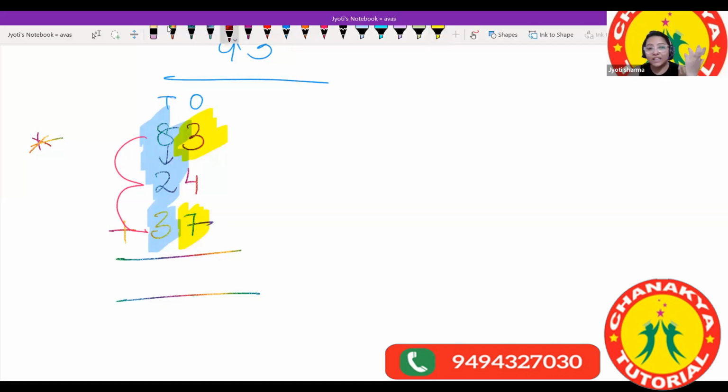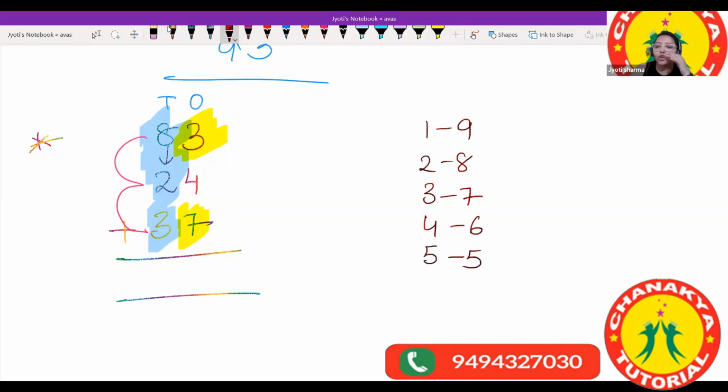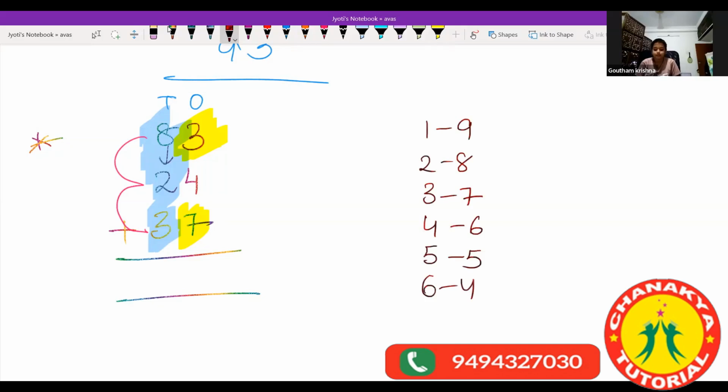Then you add this, because you know it will make a complete 10. If you are learning Vedic maths, I think you know complements. 1 and 9 make 10. 2 and 8 make 10. 3 and 7, 10. 4 and 6, 10. 5 and 5, 10. Have you learned these complements? Yes, ma'am. So 140 and 144.